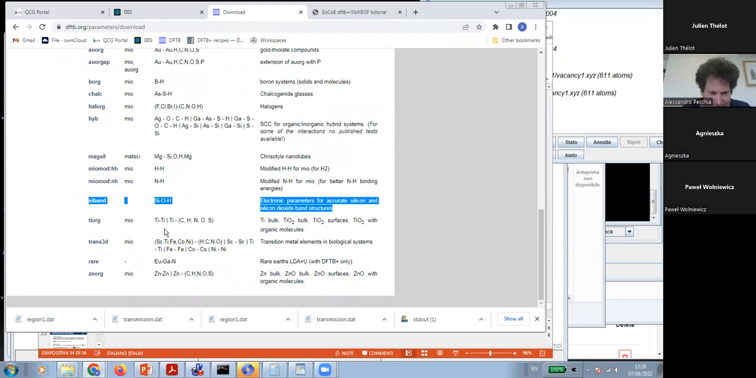You can do titanium, titania, and other things. But you see that there are selected subsets. This is one of the big drawbacks of the DFTB.